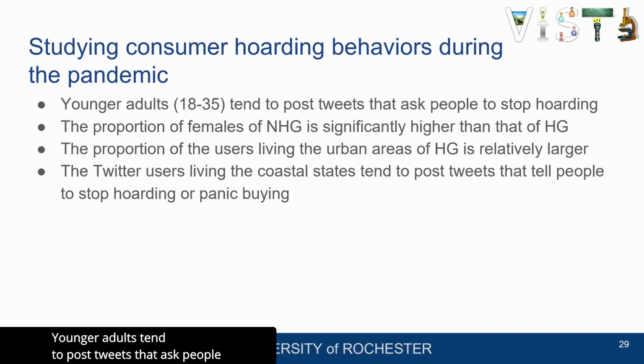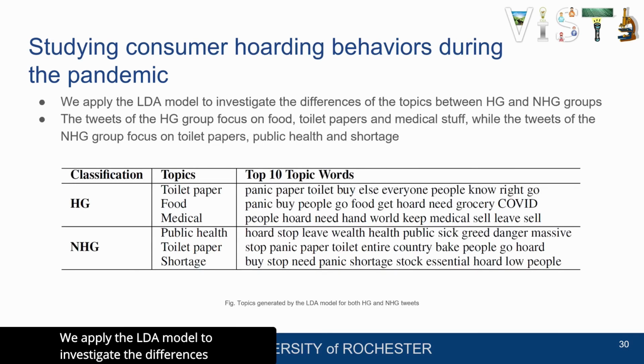Younger adults tend to post tweets that ask people to stop hoarding. The proportion of females of NHG is significantly higher than that of HG. The proportion of the users living in the urban areas of HG is relatively larger. The Twitter users living in the coastal states tend to post tweets that tell people to stop hoarding or panic buying. We apply the LDA model to investigate the differences of the topics between HG and NHG groups.